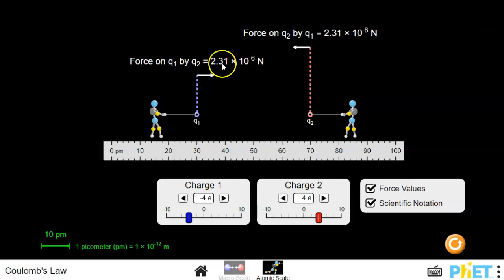I can actually move these. I'm going from 2.31 newtons. Watch what happens as I move these closer together. You can make a prediction. Is it going to get bigger or smaller?